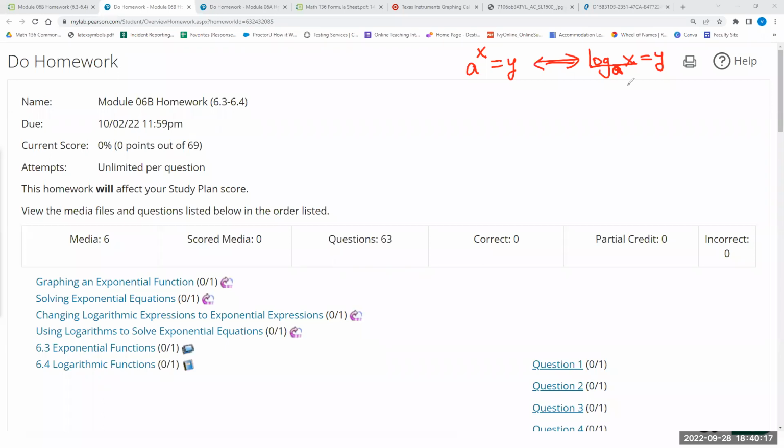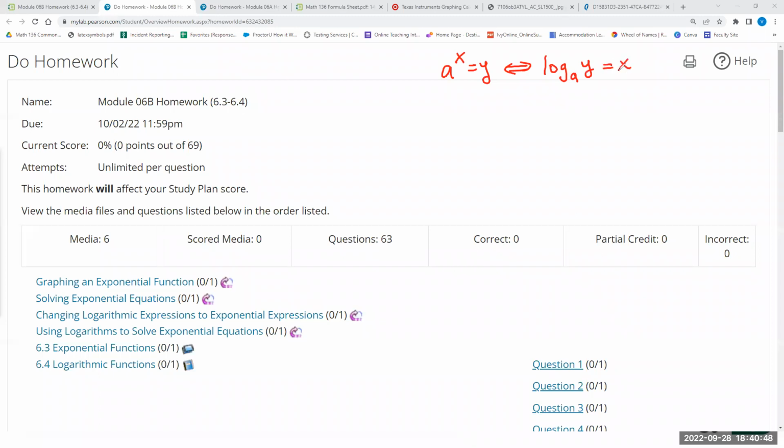And then we have some special bases. So base 10, we don't write the base, we just write log of x. So log of x equals y is equivalent to 10 to the y. I'm sorry, I didn't switch these. Let me, all right. A to the x equals y would mean log base a, but the x and the y actually switch.